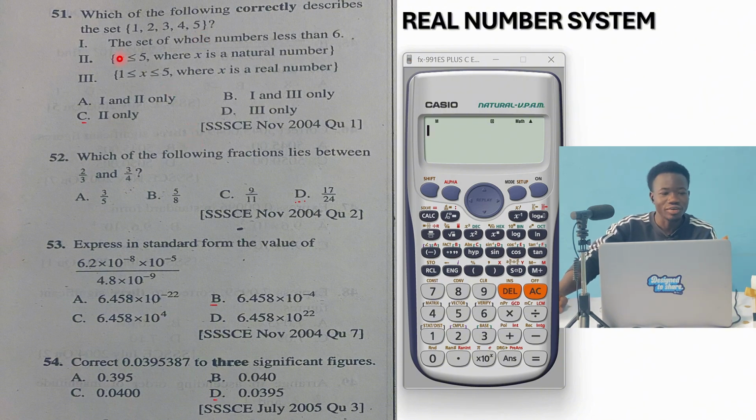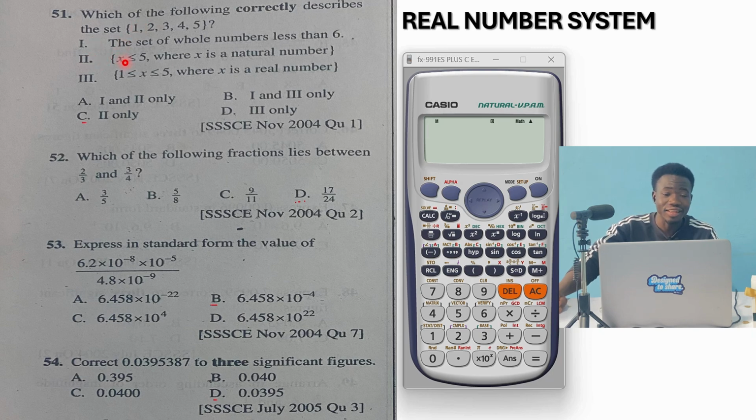So you want to look at each of the points individually and pick out the correct one. Now, I says the set of whole numbers less than 6. Look at this set. 0 is a whole number, but it's not inside, and it's also less than 6. So all these numbers are less than 6, which is correct, and they are whole numbers, but 0 is not there, which makes it not correct. So I is out of the story.